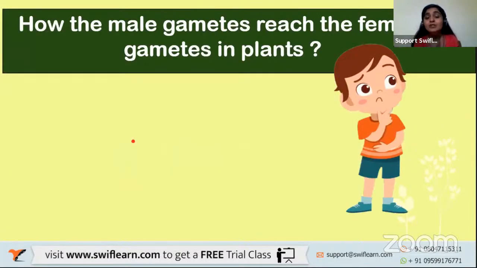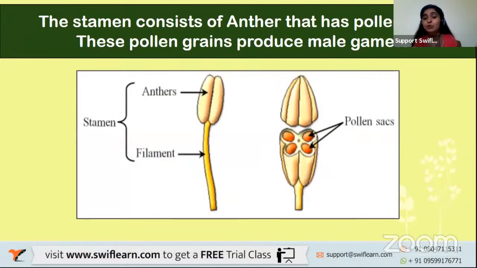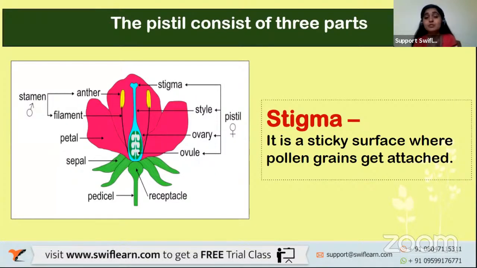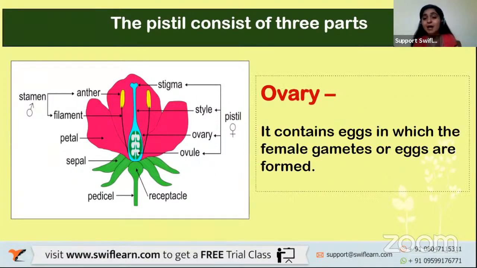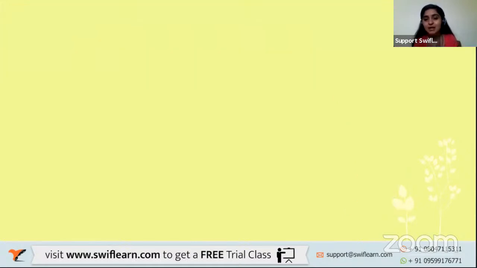Now, how do the male gametes reach the female gametes in the plant? There were different parts altogether. If you go back a little, the pollen sacs are in the stamen, the male part, and the female part is the pistil. But how is this happening? How are these male gametes reaching the female gametes in the plant? What exactly is happening behind the scenes, and who is picking or dropping it?